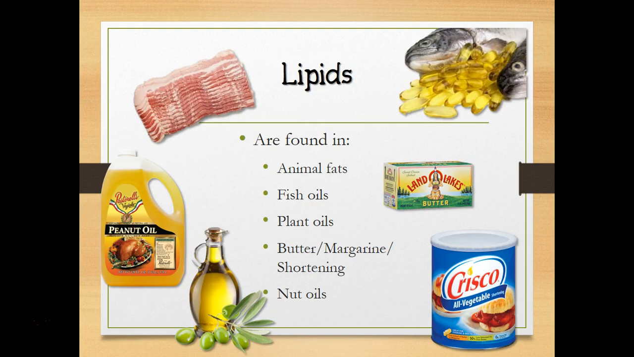Lipids are another category, and lipids are found in all sorts of things that we consume on a regular basis. Animal fats, so the fat in bacon, for example. Fish oils, plant oils, so things like olive oil. Your butter and your shortening. Okay, margarine, that's all lipids. Nut oils, like the peanut oil here. Those are just some examples of where we can get lipids in our diet.